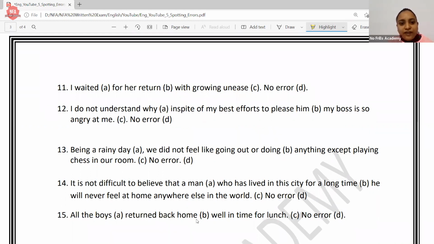I do not understand why, in spite of my best efforts to please him, my boss is so angry at me. I do not understand why A. In spite of my best efforts to please him B. My boss is so angry at me C. No error D.